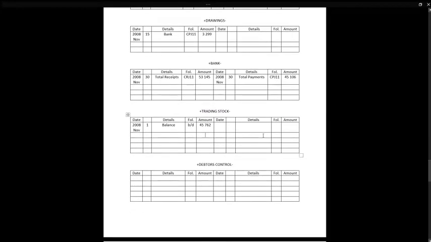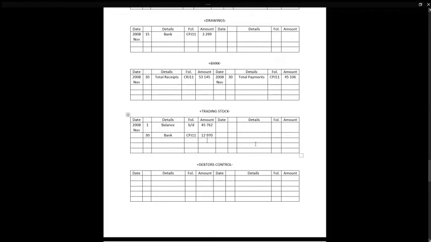Right, so trading stock will increase because I bought more trading stock of 12,970 Rand. I got this from my cash payment journal 11. My details for this will be bank because I bought cash. This was a total of a column, therefore I will use the last day of the month.